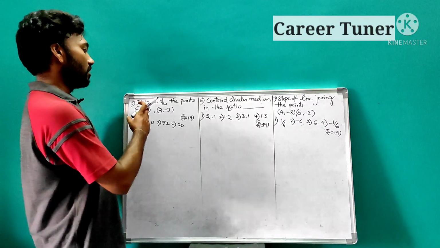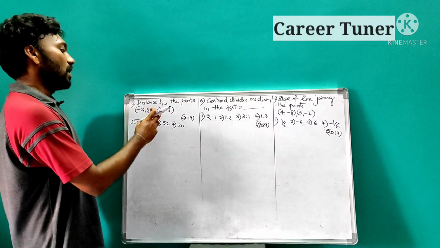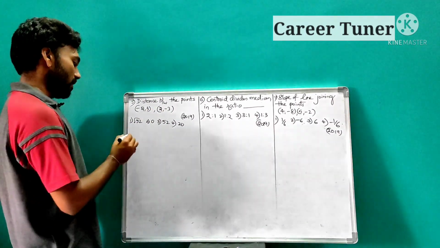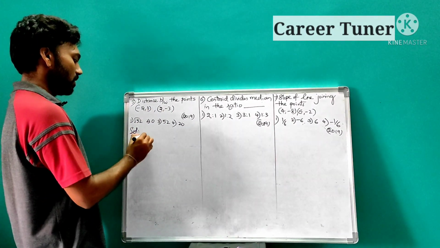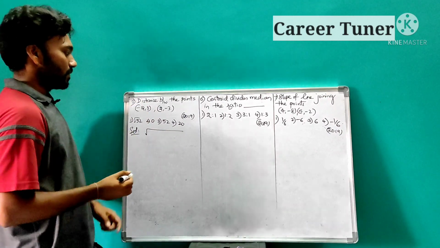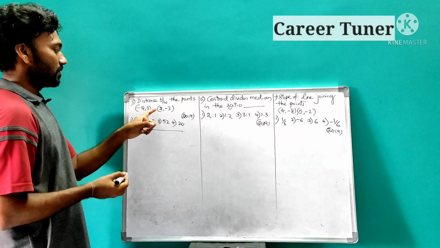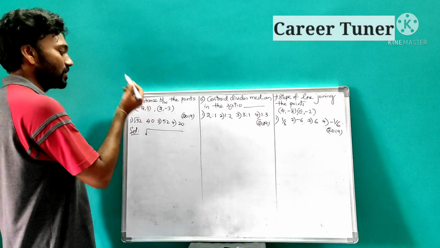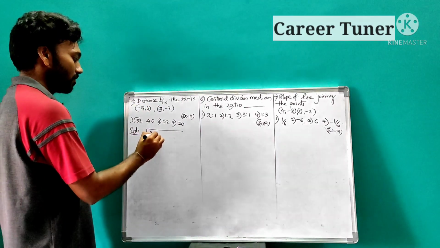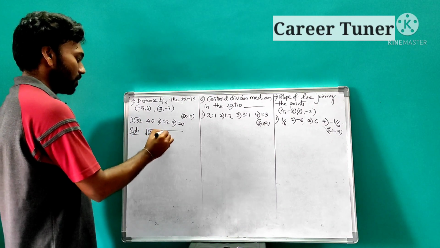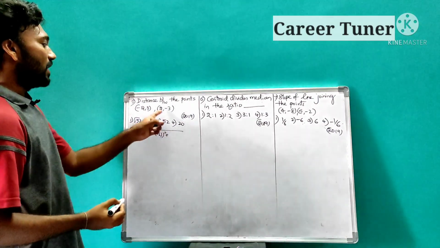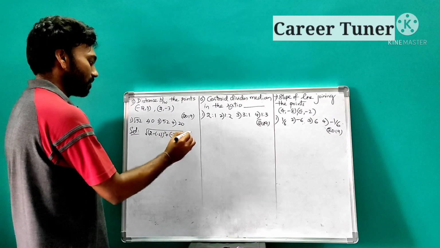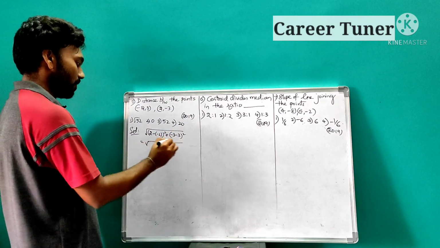Yeah, now next question. Distance between the points (minus 2, 3) and (2, minus 3). What is the distance between two points formula? Root of x2 minus x1. So this is x2 and this is x1. x2 minus of minus x1, so it is directly 2 minus of minus 2, whole square, plus y2 minus y1. What is y2? Minus 3, whole square. That's it.